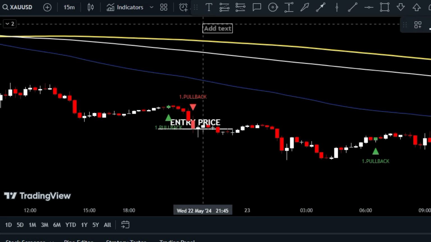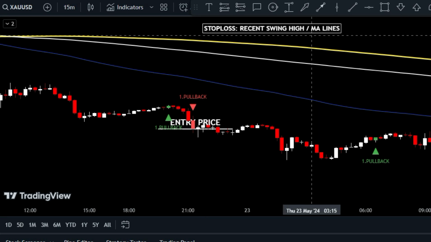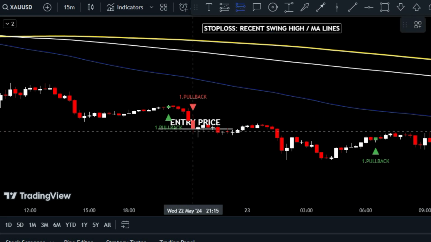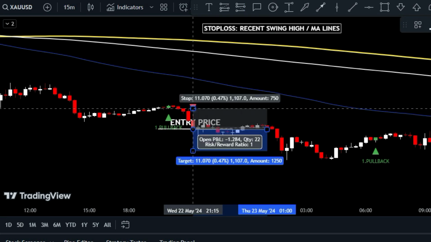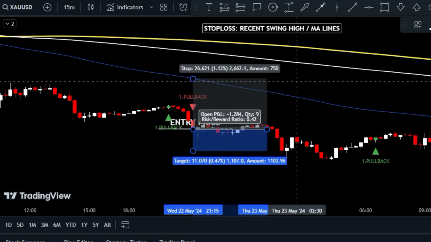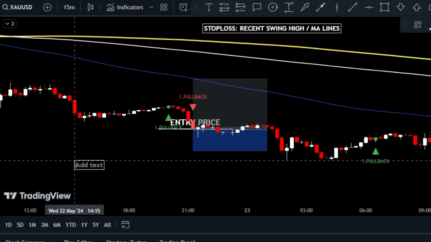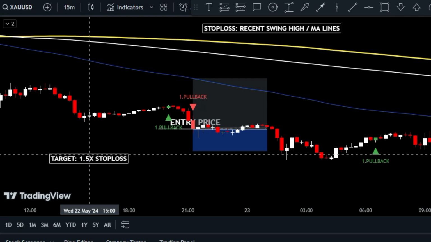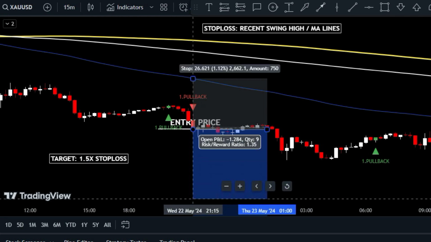For risk management on sell trades, set your stop loss using the most recent market swing high or slightly above one of the moving average lines, focusing on proper risk management. To set a profit target for sell trades, set your target at 1.5 times the distance between your entry level and stop loss level to maximize profitability.